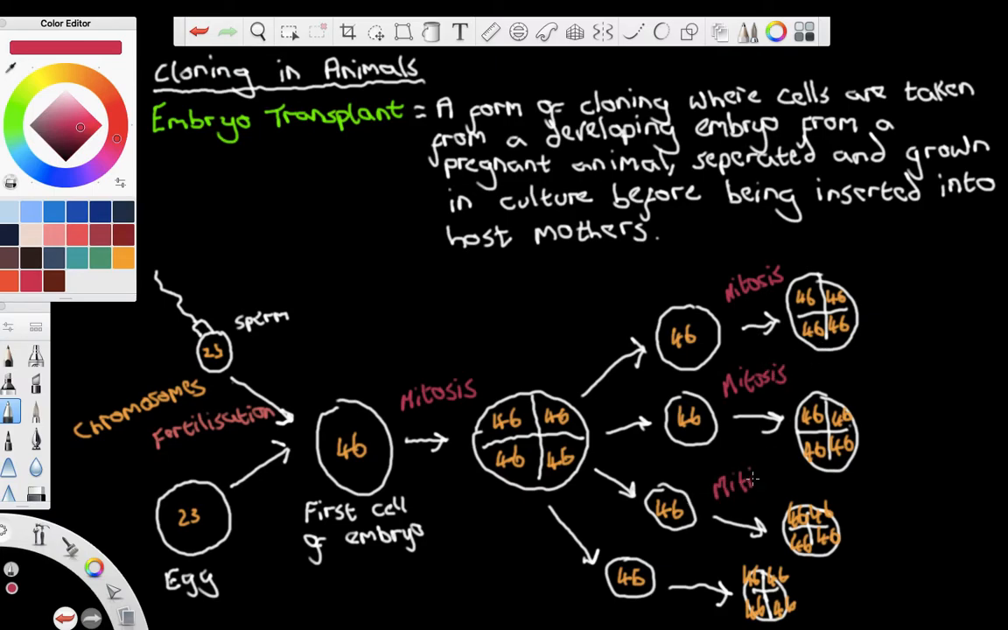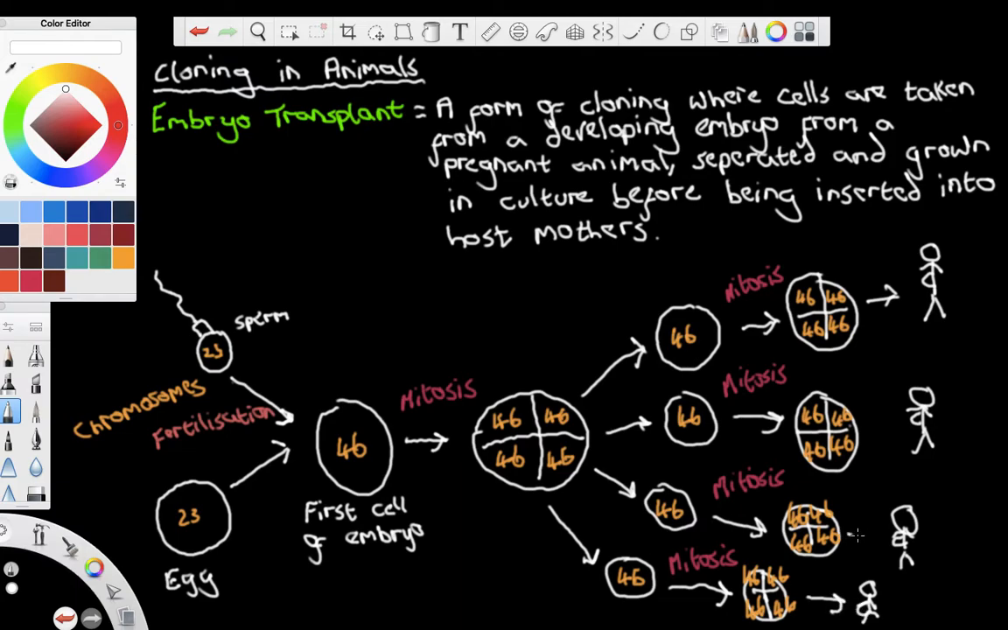And then what scientists will do is they will take each of these new embryos, which are an exact copy of this original cell or this original embryo, and put them into surrogate mothers or into host mothers. So we'll end up, that's the pregnant belly, by the way, we'll end up with 4 separate mothers that are all pregnant with a clone of the original cell.